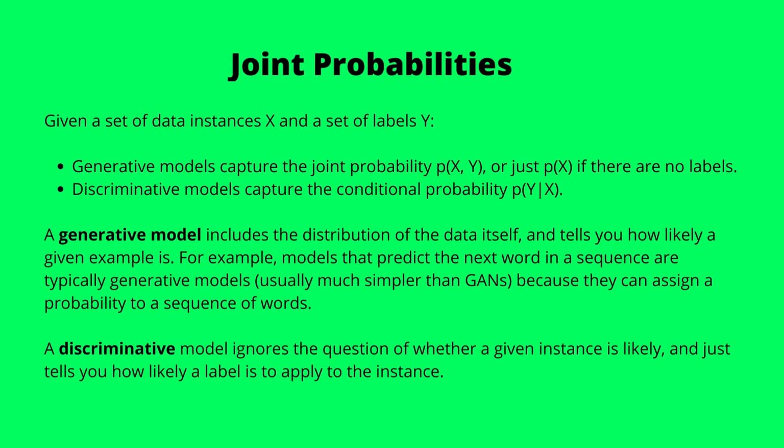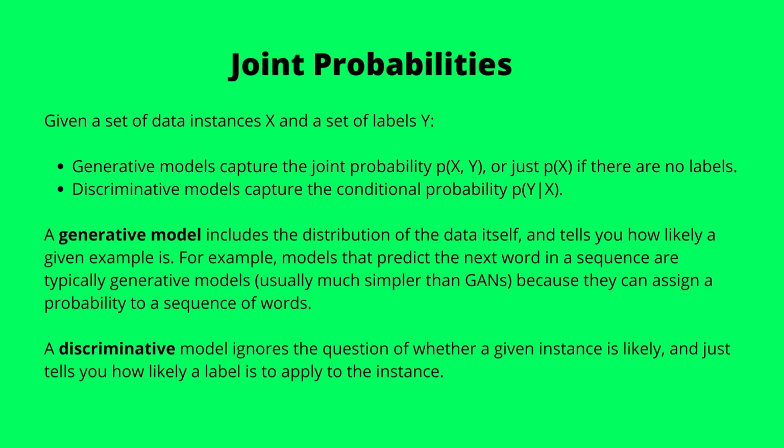Now, the discriminative model ignores the question of whether a given instance is likely or not. There's nothing about anything else. It just tells you how likely a specific label, dog, is applied to a specific instance, the picture of a dog. So you just have more or less a binary decision: dog, cat, dog. Now a generative model includes the distribution of the whole data itself. And it tells you how likely a given example is.